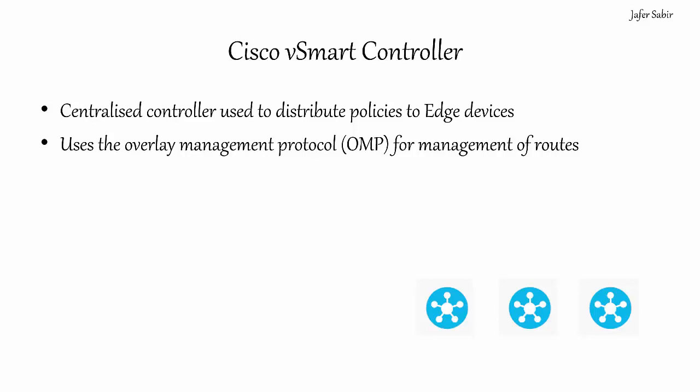Any route manipulation or filtering is done here as well. To differentiate the vSmart controller from vManage, vManage is the GUI which configures the fabric, which we will get onto in the next few slides, whereas the vSmart controller controls the fabric, such as control of the routing information.